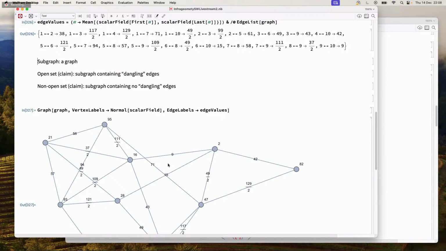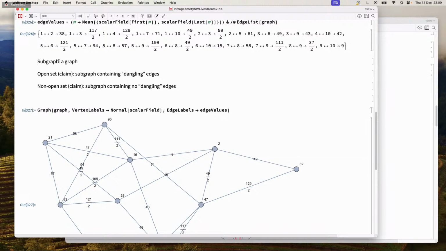I think there's a notion of a closed set, which is something where, graph-theoretically, nothing is dangling. But that's a non-open set. What's the difference between a closed set and a non-open set? A closed set is one whose complement is an open set. Okay. So non-open set: no dangling edges.